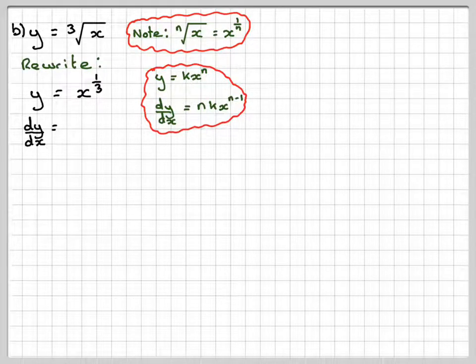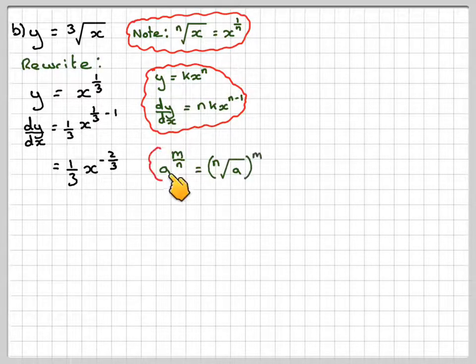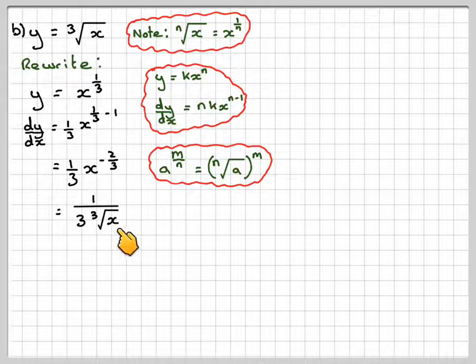So that means the gradient function, differentiating now, you put down 1/3, write down the x, and then reduce the power by 1. So that becomes 1/3 of x to the minus 2 over 3. Right, so now applying this rule in reverse and the previous one, a to the m over n is equal to the nth root of a to the m. The minus sign means this is 1 over 3 times the cube root of x, and then raise it to the power of 2. So you need to be able to use your rules of indices.